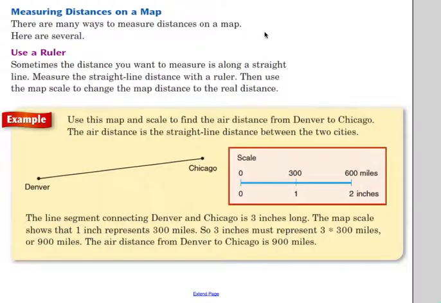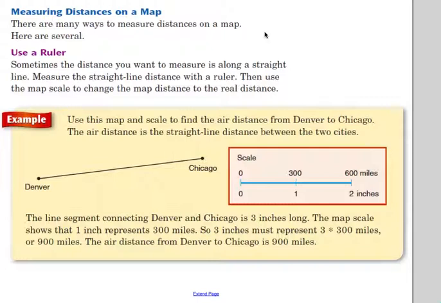Measuring distances on a map. There are many ways to measure distances on a map. Here are several. Use a ruler. This is the main way that we are going to measure distances on a map.